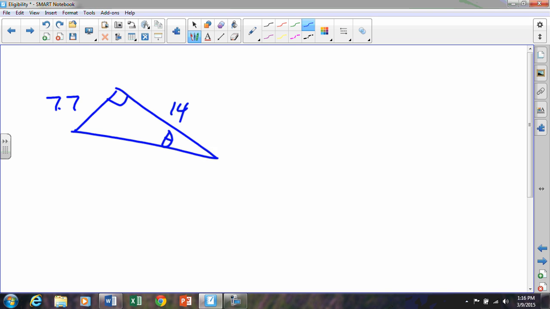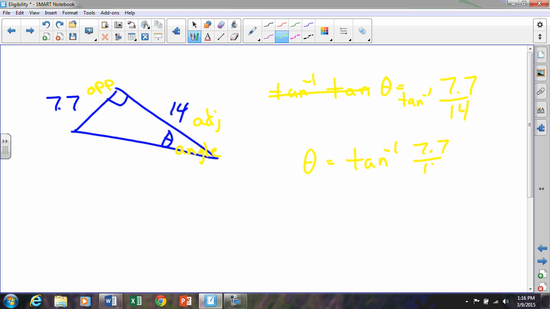Okay, Dante right away made the observation that we have opposite, we have adjacent, and we have the angle, which lets us build it to say tangent of the angle is opposite over adjacent. And Dante immediately noted, in order to get rid of tangent, you'll take the inverse tangent, which led us to what we would need to type into our calculator here.